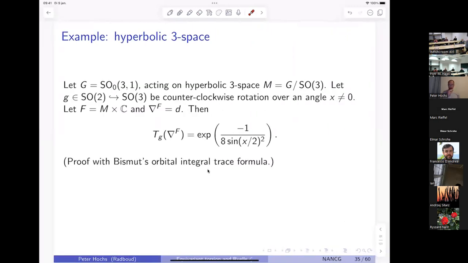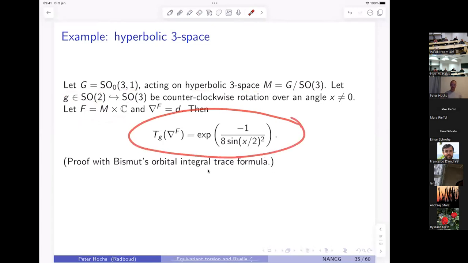A less trivial example is hyperbolic three-dimensional space. We look at the connected component of SO(3,1) acting on hyperbolic three-dimensional space, which is the quotient of that group by SO(3). The group element I'm taking is a rotation g, somewhere in SO(2). Of course, every group element of SO(3) lies in some SO(2), over a non-trivial angle x. I'm taking a trivial bundle and trivial connection, and then it's a bit of a longer argument to compute the equivariant torsion for that, which turns out to have this expression.